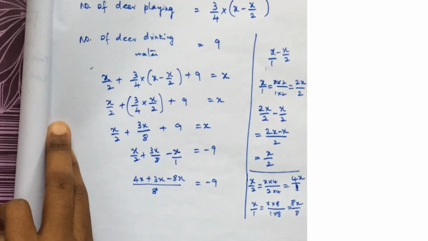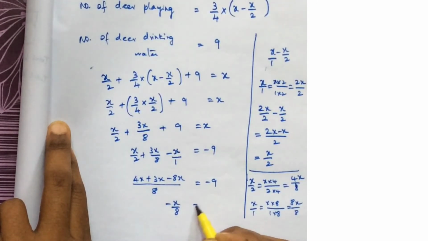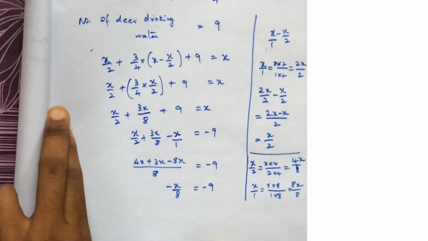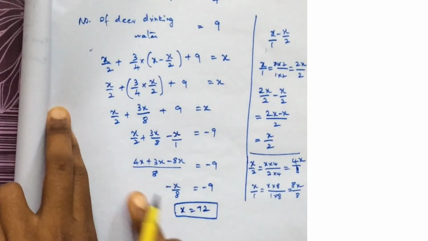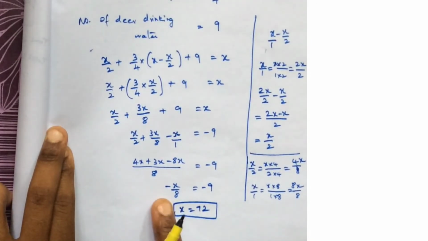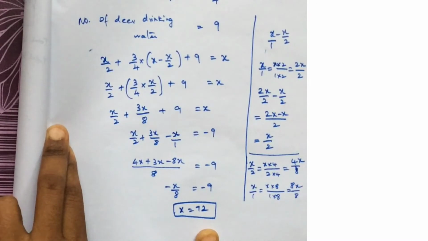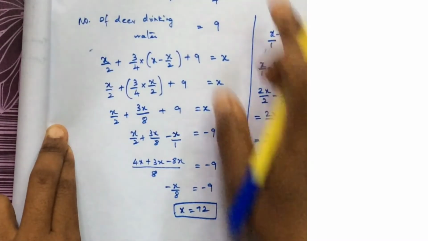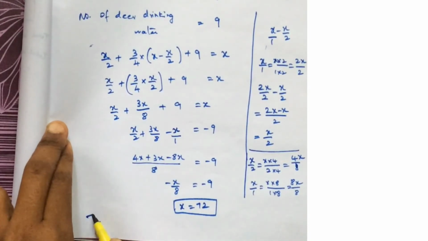If you solve this, 4 plus 3 is 7. 7 minus 8 is minus 1. That is minus x by 8, that is equal to minus 9. Now this minus and this minus will get cancelled. Therefore x equal to 72. That is multiply 8 on both sides. This 8 gets cancelled. 9 multiplied by 8 is 72. Therefore x is 72. The total number of deer is 72.